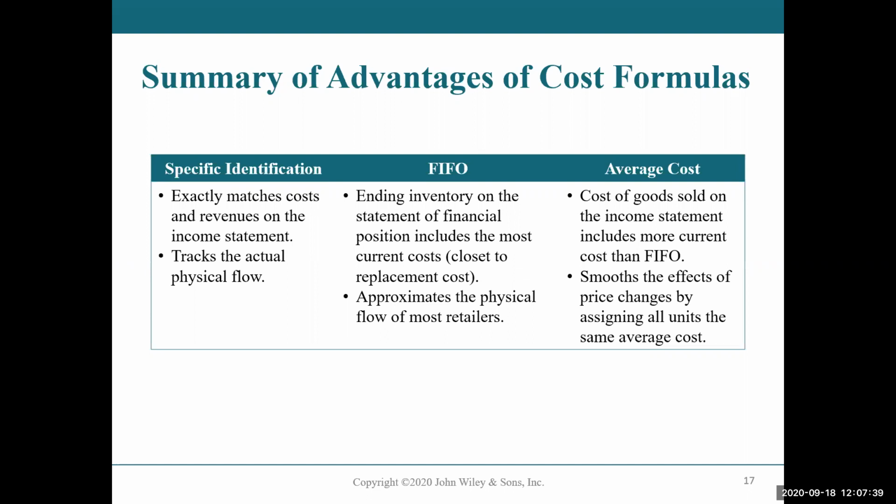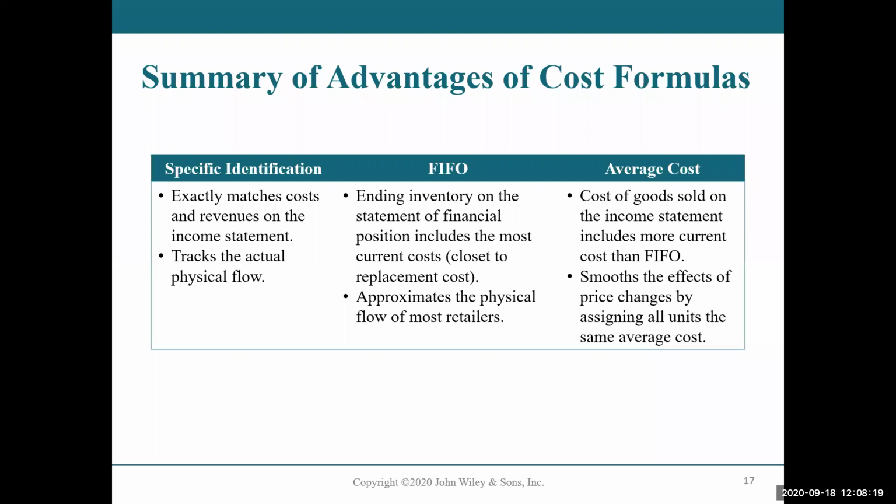With first in, first out, it approximates the physical flow of most retailers. The good thing with this is whatever you see on your ending inventory will be at the most current prices because they are your current purchases. So they are closest to reality. But when you are calculating your cost of goods sold based on first in, first out, that information is a little bit stale because those were old numbers. So if the prices are going up, then your cost of goods sold is lower than what it should have been. So ending inventory will be good, but cost of goods sold wouldn't be.